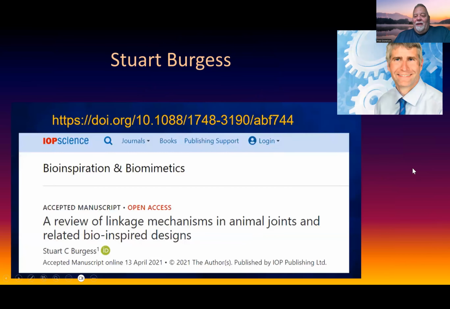Now, I'm going to give some credits here today, because most of this stuff I've just learned recently from an article by Stuart Burgess. It was called Bioinspiration and Biomimetics, and it was in that magazine, and it was a review of linkage mechanisms in animal joints and bio-inspired designs. Pretty interesting article, has some really interesting things in it.